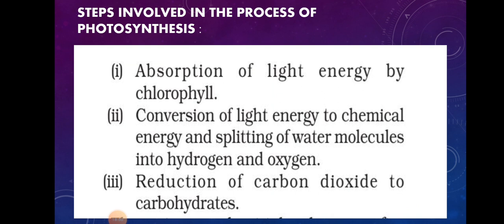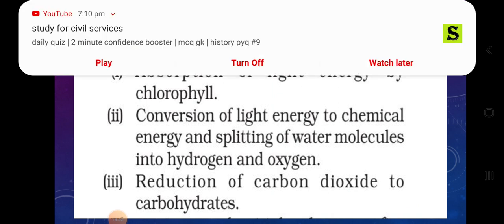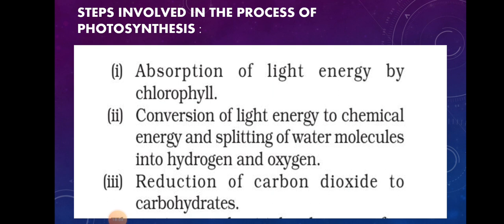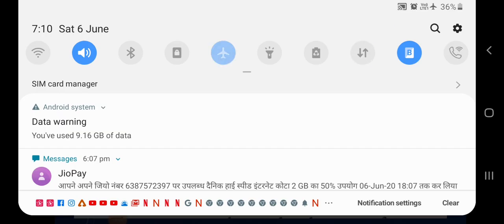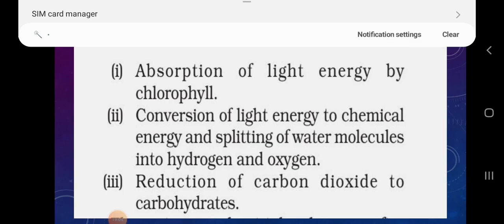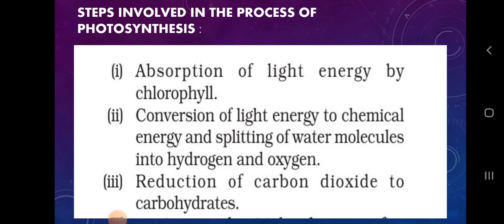Now, steps involved in the process of photosynthesis. The first step that is involved in the process of photosynthesis is absorption of light energy. So, absorption of light energy by chlorophyll. First process is with the help of this light energy, chlorophyll, which is a pigment present in the chloroplast. The diagram in detail we have already discussed. It gets excited, it converts this light energy into chemical energy.